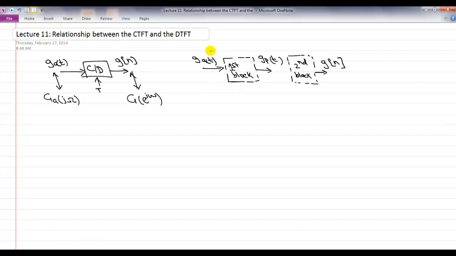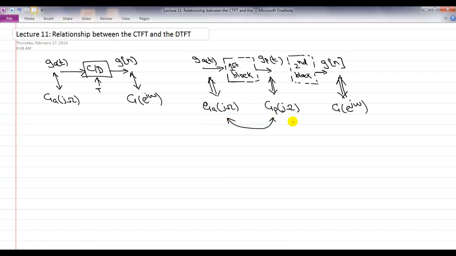And we already knew the relationship between the Fourier transform of g_a(t) and g_p(t). And then we derived the relationship between g_p and the Fourier transform of our discrete time signal. And so using these three steps, we know the relationship between these two, we know the relationship between these two. We derived the final relationship between the continuous time and the discrete time Fourier transform.